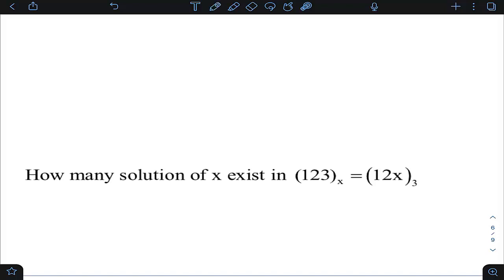Let us discuss a few questions based on the number system concept. The first question is: how many solutions of x exist in 123 base x equals 1 2x base 3? Okay, so how many solutions exist?